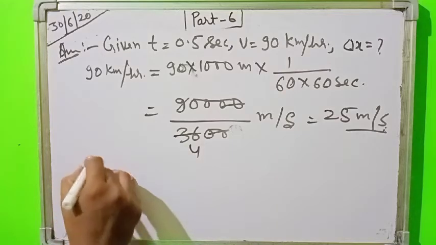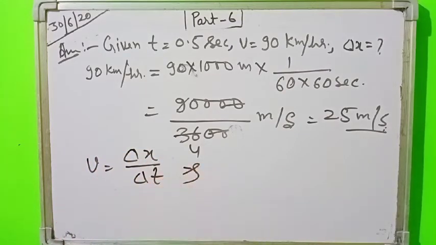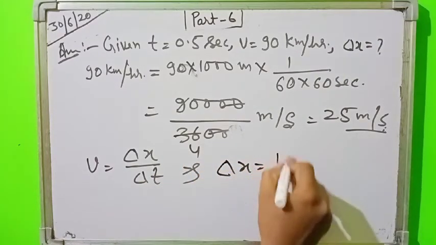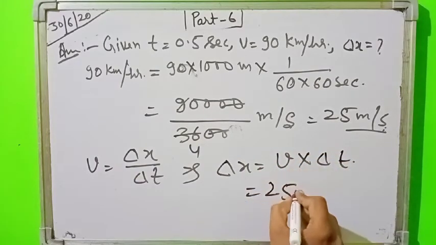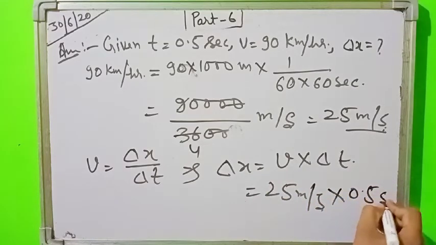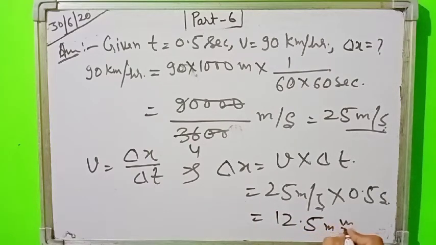Now you know that velocity is equal to delta x upon delta t. So you have to find out delta x. Delta x is equal to v into delta t, and velocity is 25 meter per second into 0.5 second, that is equal to 12.5 meter, approximately equal to 13 meter. Means during that sneeze you will travel a distance of 13 meter.